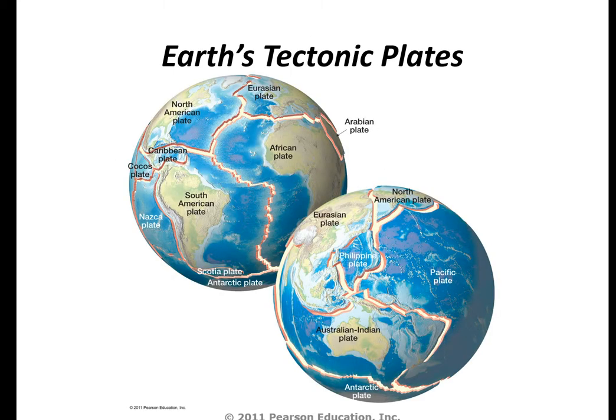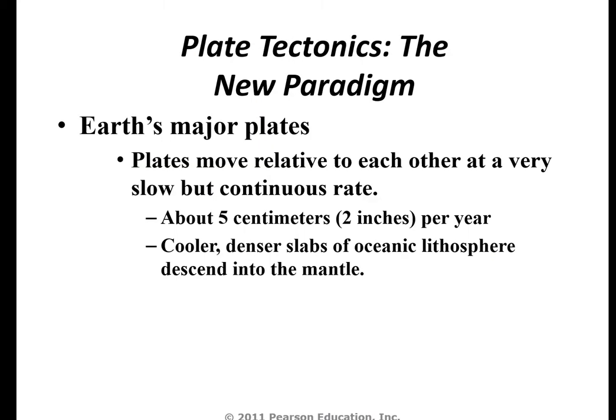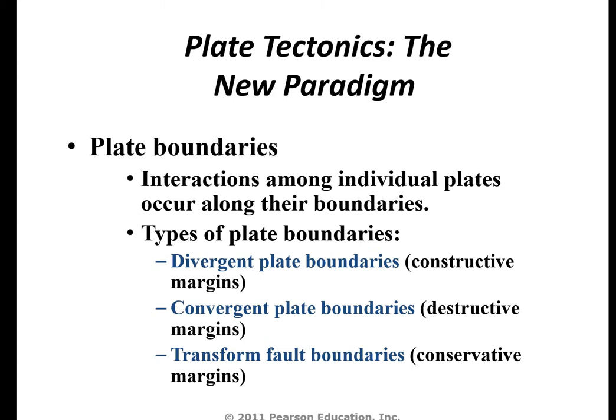So here are the plates. We can see that we live on the North American plate, and in the bottom picture you can see the Pacific Plate being the largest plate of them all. Now, the plates do move relative to each other at a very slow but continuous rate, about 2 inches or 5 centimeters per year. And the cooler, denser slabs of oceanic lithospheric plates descend into the mantle.